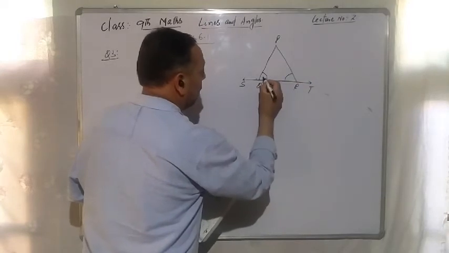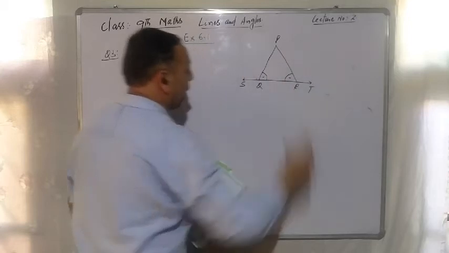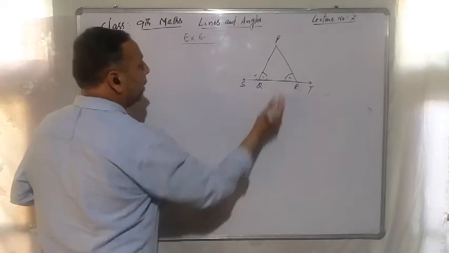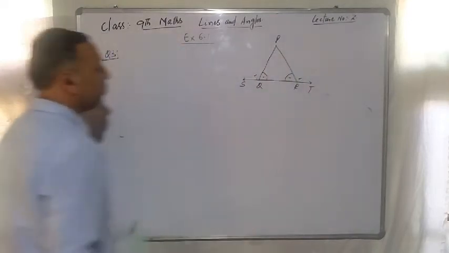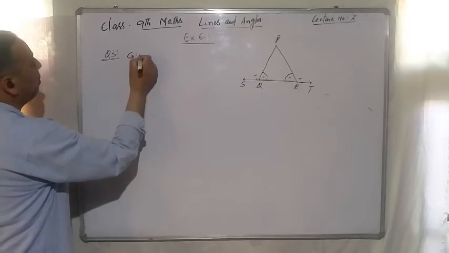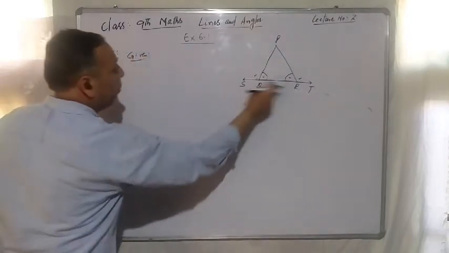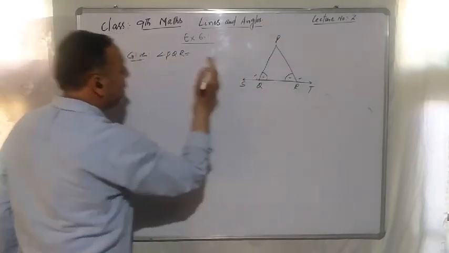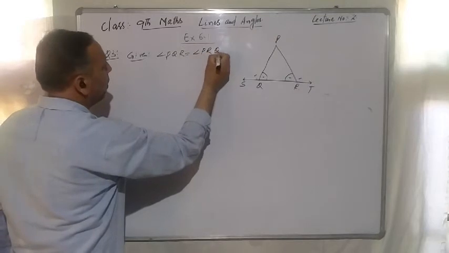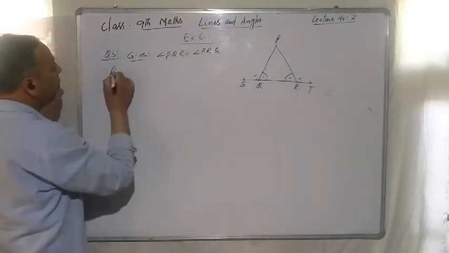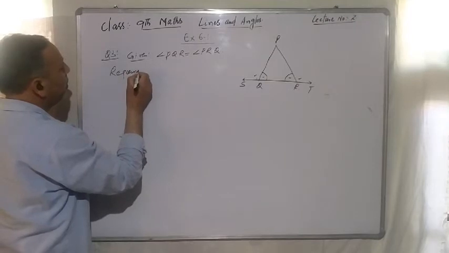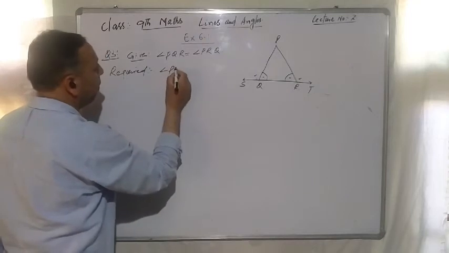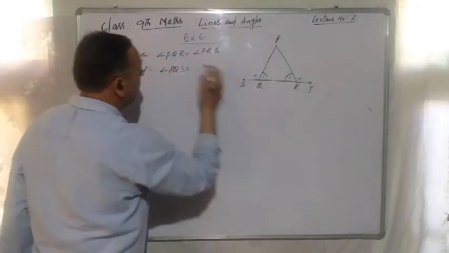This angle PQR is equal to angle PRQ, this angle. What we have to find out: we have to prove that angle PQS, this angle PQS, is equal to angle PRT. This we have to prove. So what is given? Given is that angle PQR is equal to angle PRQ. What we have to find out? Here we have to prove that angle PQS is equal to angle PRT.